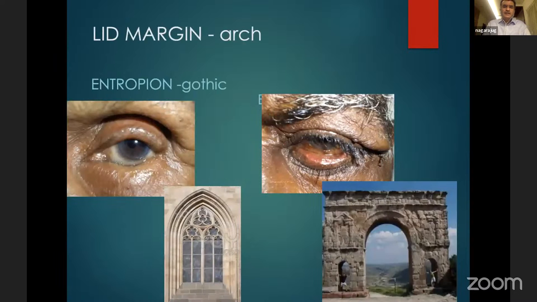So basically, the changes that occur in the lid can produce a lot of changes in the lid margin also. Classically it is described that the lid margin appears like a Gothic structure. You can see here, no? This is something like a Gothic arch. You will see a sharp edge in a case of involutional entropion, whereas in a case of involutional ectropion, it is more rounded. This is one thing which you should note.